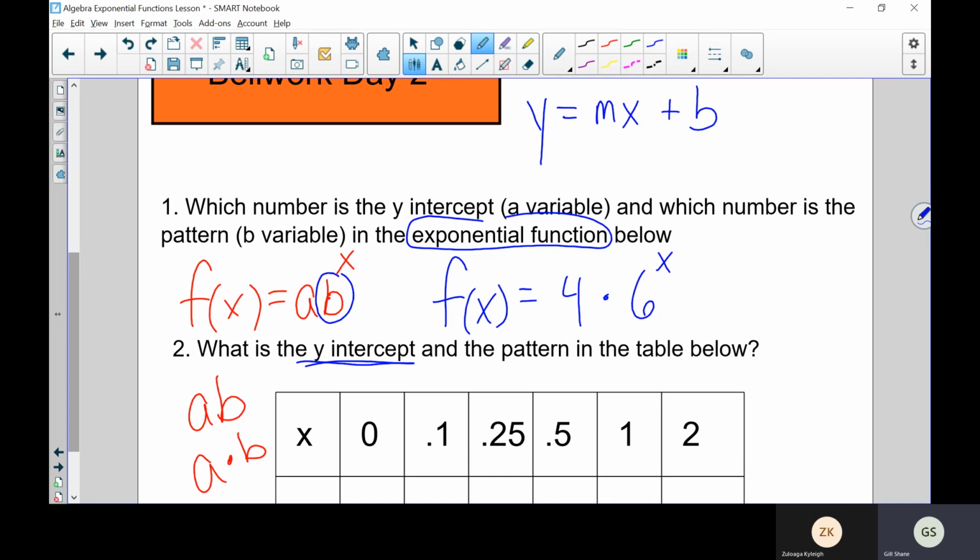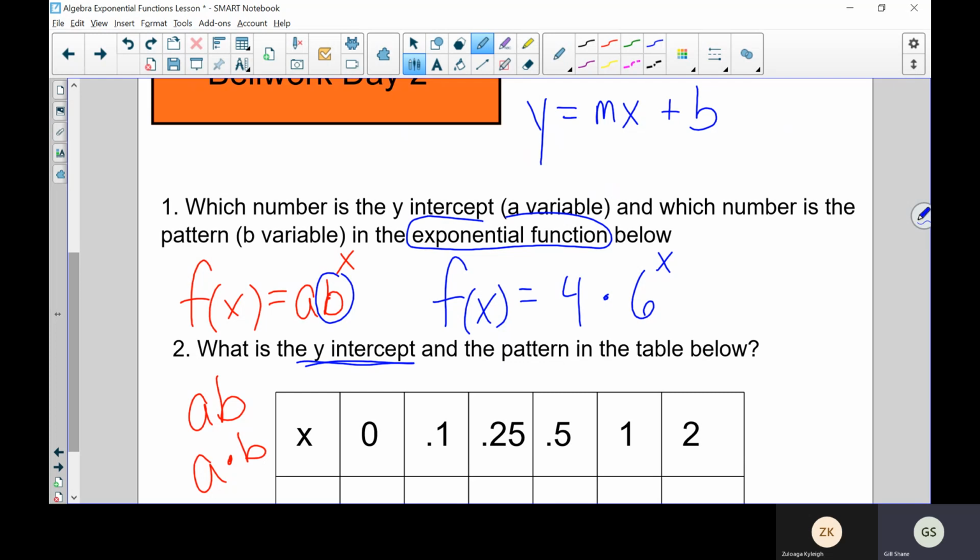You'll get more information on it. But for an exponential function, the pattern is based on multiplication, or multiplying, if you want to write based on multiplying. So for an exponential function, the pattern is based on multiply. Linear, it's based on addition, adding the same number over and over again. Exponential, it's based on multiplying the same number over and over again.